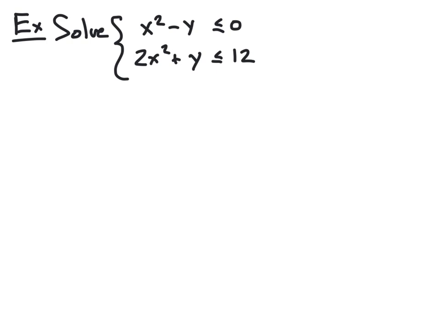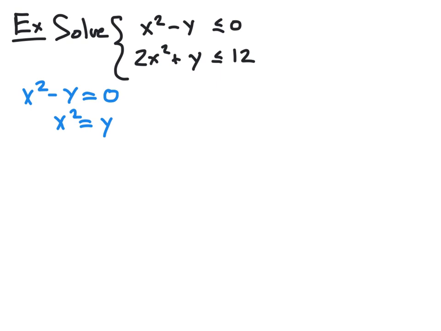So if we look at the first inequality, the corresponding equation will be x squared minus y equal to 0. And this can be rearranged by adding y to both sides: x squared equals y, or y equals x squared. This we know is the standard parabola whose vertex will be at the origin and opens upward.